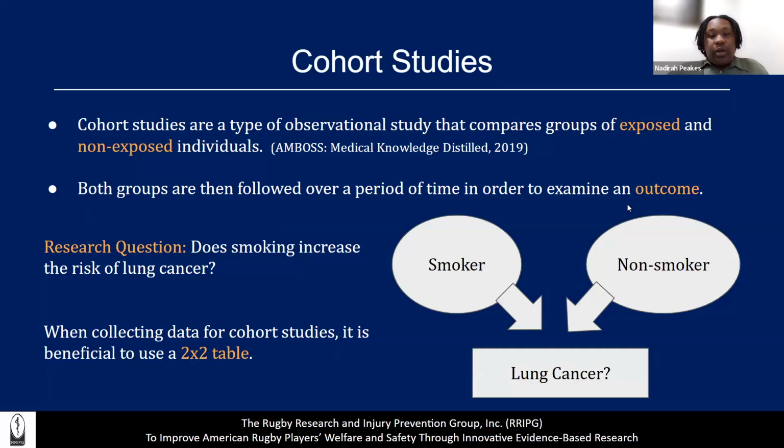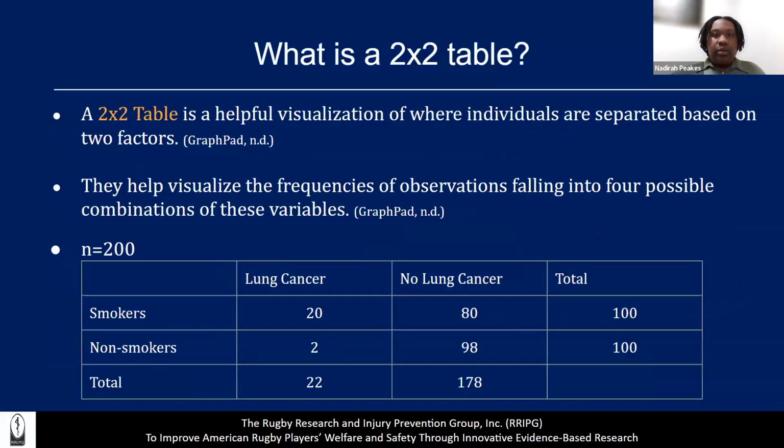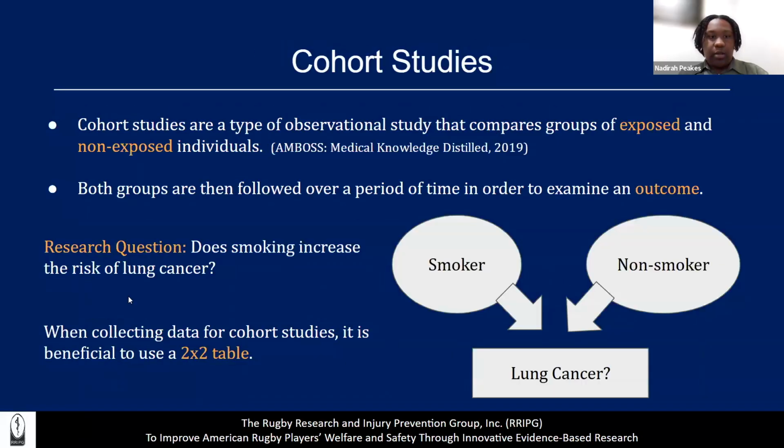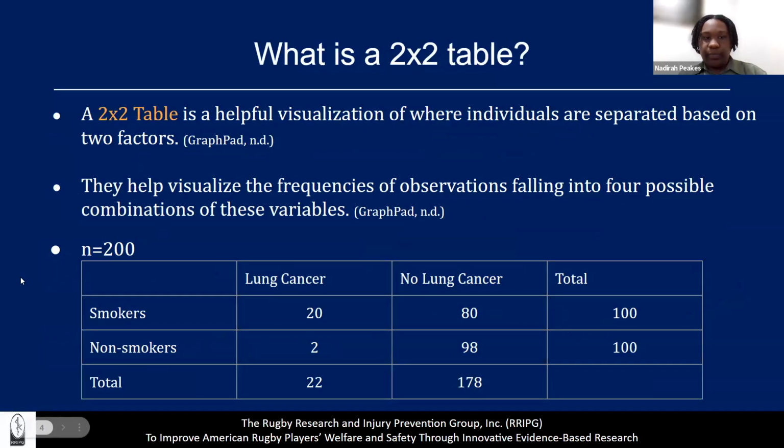When collecting data for cohort studies, it is beneficial to use a 2 by 2 table. So what is a 2 by 2 table? A 2 by 2 table is a helpful visualization where individuals are separated based on 2 factors. They help visualize the frequencies of observations falling into 4 possible combinations of these variables. So this is an example of a 2 by 2 table based on the research question above.